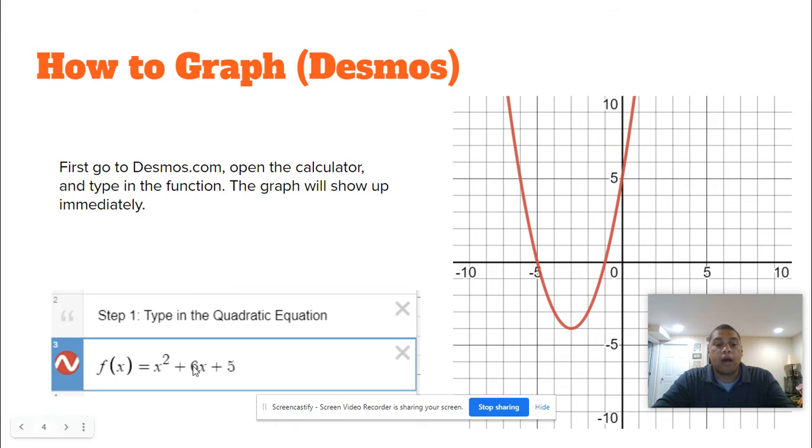Anyway, you're going to type it right in. f of x equals x squared plus 6x plus 5. Honestly, you don't even need the f of x. You can use y or just type it in. It'll still graph it. But again, math teacher, I can't help myself. It's in function notation form.